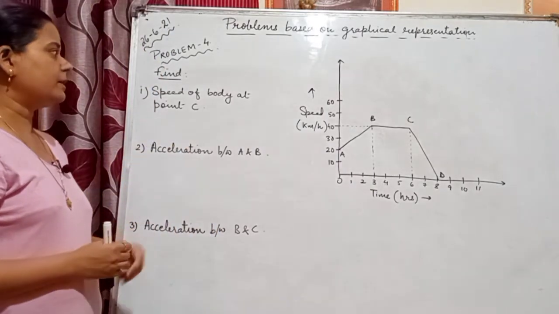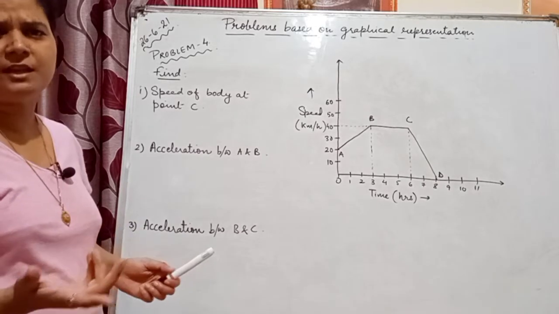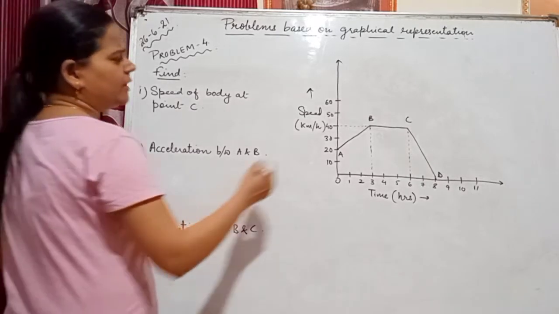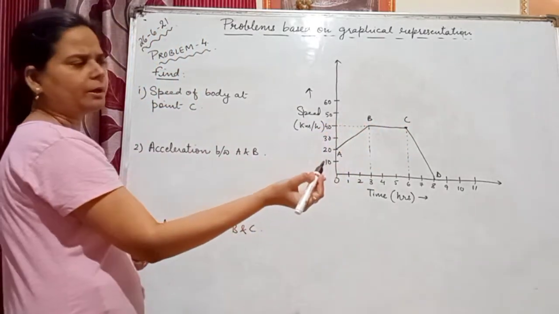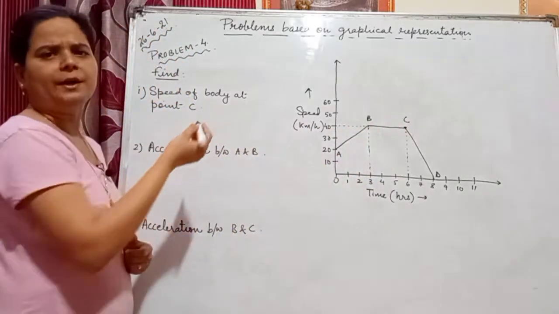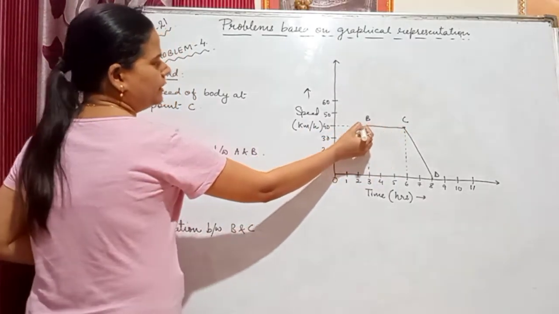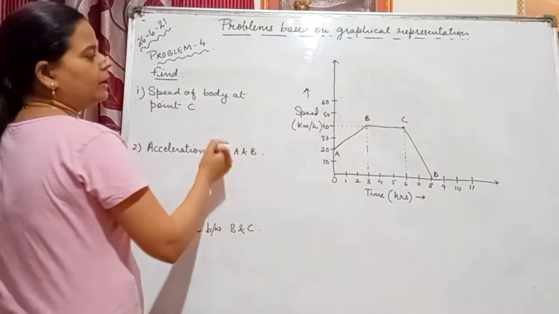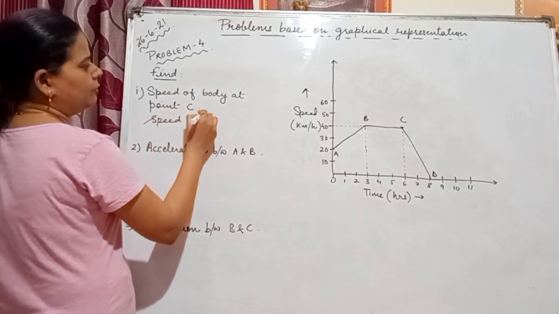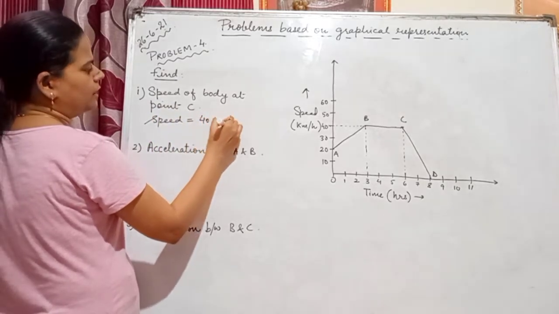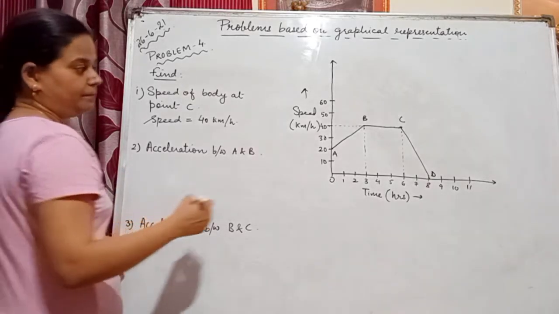In the first part they are saying find the speed of the body at point C. At point C, if it is a point, then from that point you can just find the speed, which is 40 km per hour. So if it is for a point, then there is no problem. You just see which point it corresponds to. So here the speed is 40 km per hour. No calculation required, right?